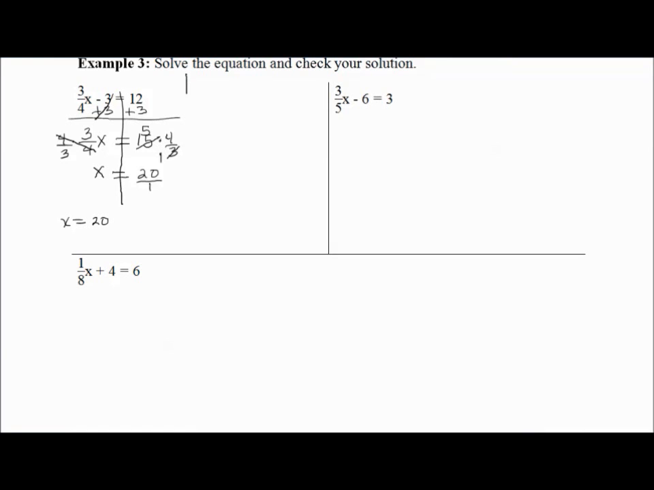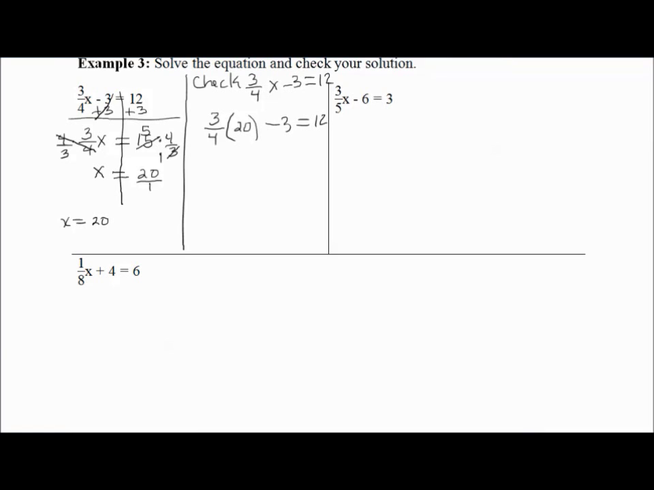That's my solution. So now I want to check my solution, and I'm checking it by replacing it into the original equation to see if the left side equals the right side. My original equation was 3/4 x minus 3 equals 12. So now I'm going to replace that x with 20. Then rewrite minus 3. Now if this is the correct answer, it should equal 12. Let me go ahead and write that.